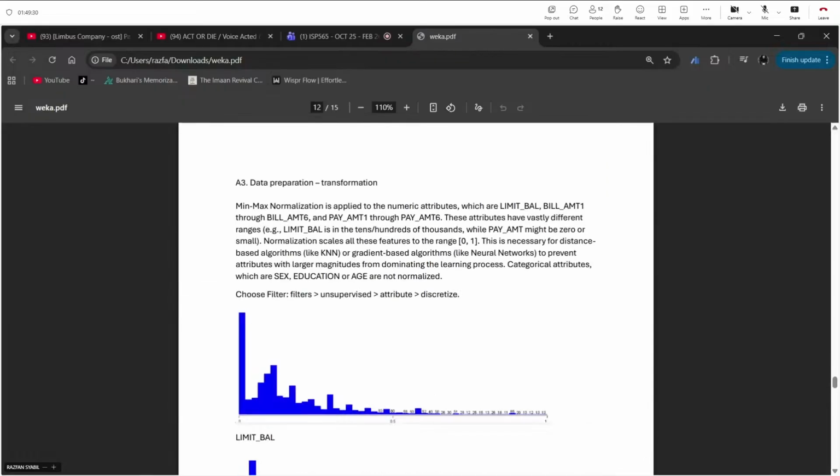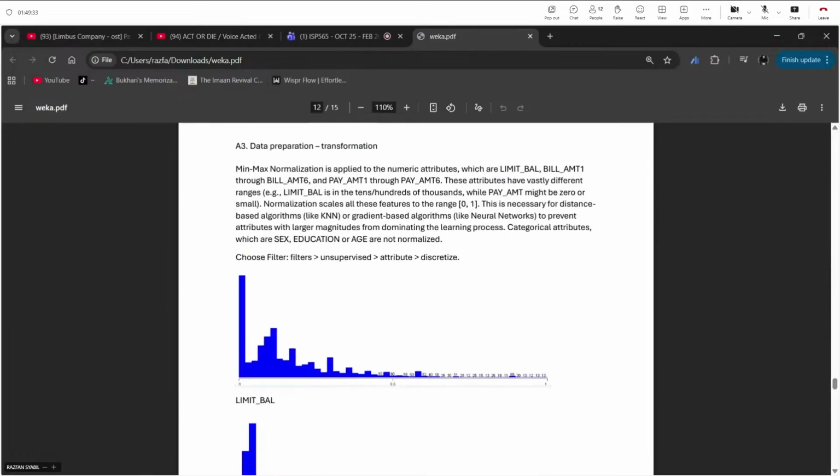So move on for data A3, data preparation, the transformation. Okay. So here we have the min-max. We have the description here. If you want me to read it, I can read it to you. So min-max normalization is applied to the numeric attributes, which are limit balance, bill amount 1 to bill amount 6, and pay amount 1 to pay amount 6.